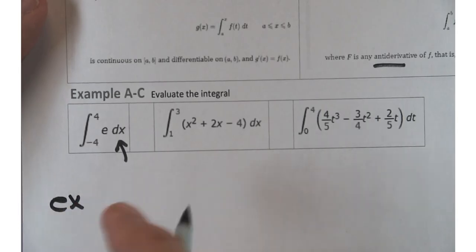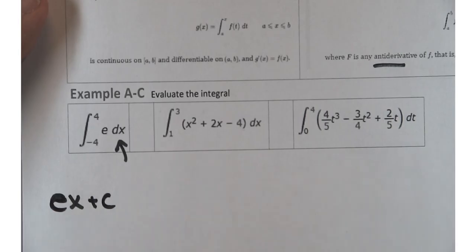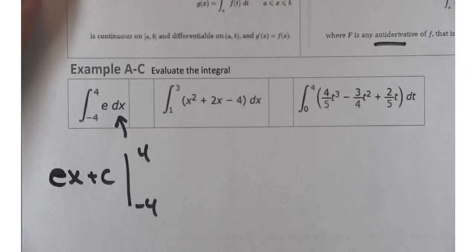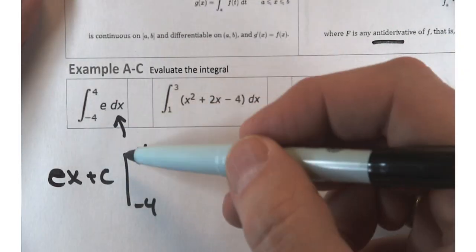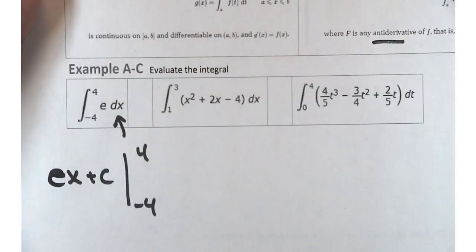So our function is going to be ex. Now you could put in a constant here to kind of make it a more general antiderivative, e x plus c. And we're going to evaluate that at -4 and 4. So that's the notation. Notice something different about the way I wrote this. This is no longer an integral sign. It's a straight up and down bar.